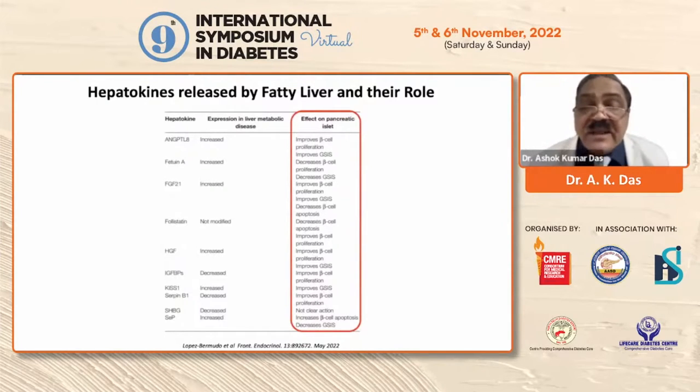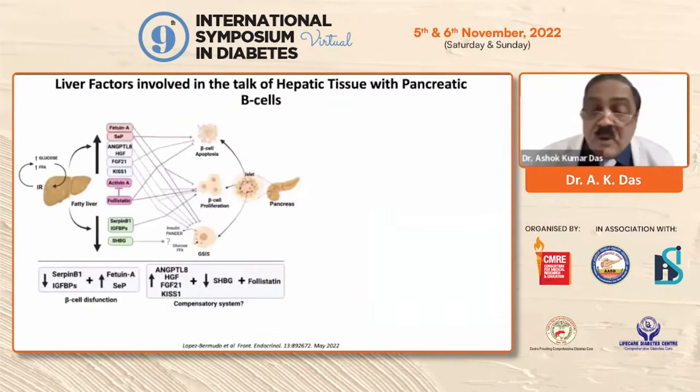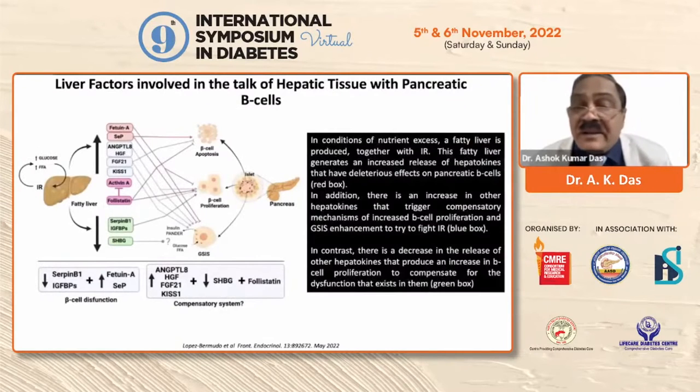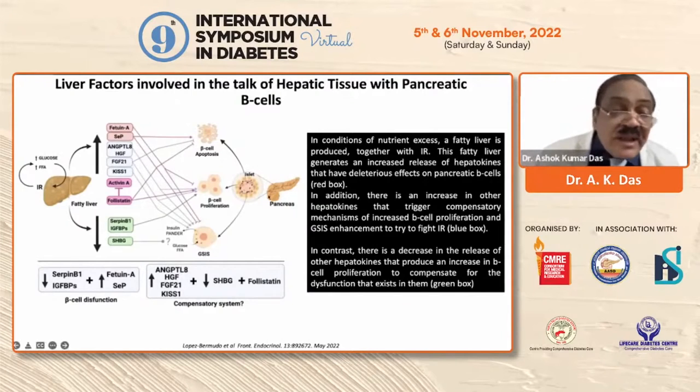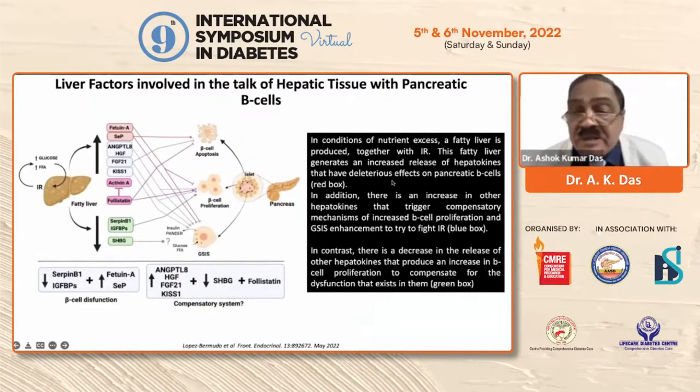They can improve beta cell proliferation and GSIS. They can also decrease beta cells, produce apoptosis, and decrease GSIS. And you know, they produce a lot of alteration in glucose metabolism. This cartoon shows that in conditions of nutritional excess, diabetes is produced, and they can generate increased hepatokines, as shown in the red boxes, and they can produce diabetes mellitus.